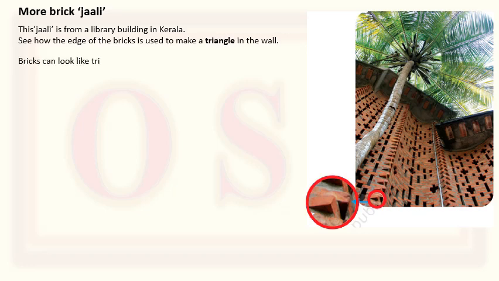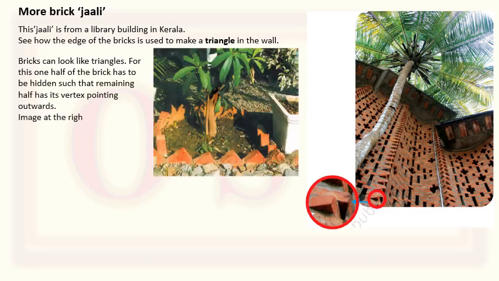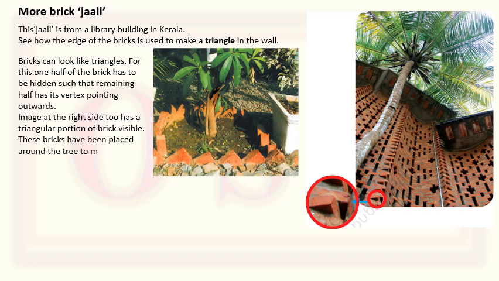Bricks can look like triangles. For this, one half of the brick has to be hidden such that the remaining half has its vertex pointing outwards. Image at the right side too has a triangular portion of brick visible. These bricks have been placed around the tree to make a ridge to hold water.